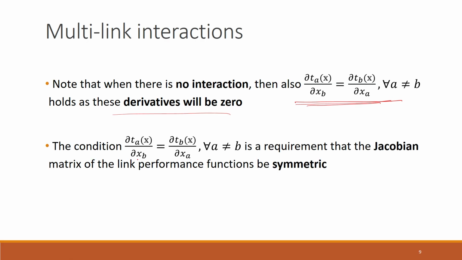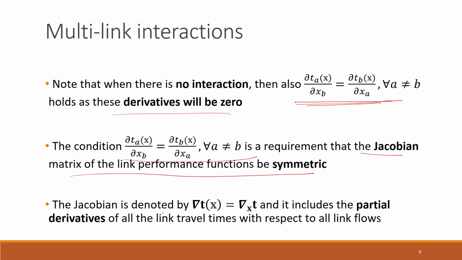Now, note that this condition here is a requirement that the Jacobian matrix of the link performance functions is symmetric. If you remember what a Jacobian matrix is, if you have a function given and you put together all the partial derivatives of that function, then that is a Jacobian matrix. So, this condition implies that this Jacobian matrix of the link performance functions will be symmetric. This Jacobian matrix is denoted by this matrix here, and it includes the partial derivatives of all the link travel times with respect to all the link flows.